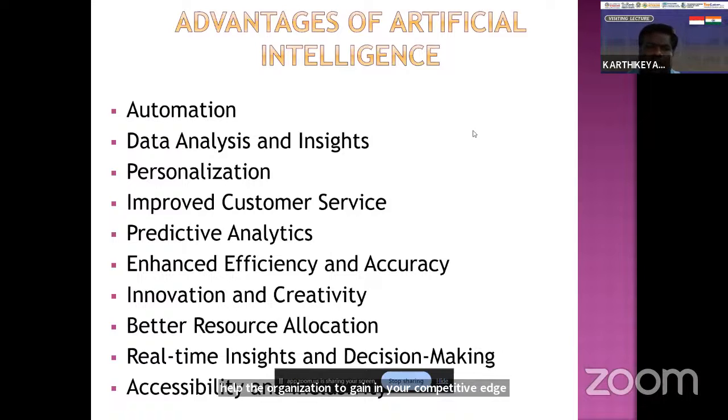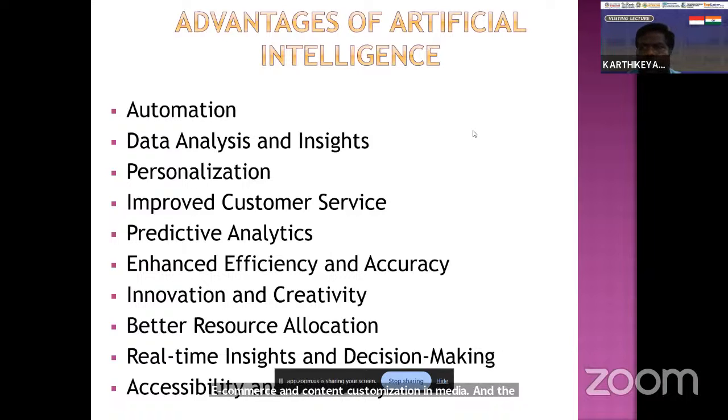And the third advantage is personalization. This is tailoring the user experience based on preferences, behavior, and past interactions. So this applies to recommendation systems in e-commerce, content customization in media, and healthcare treatment, etc.